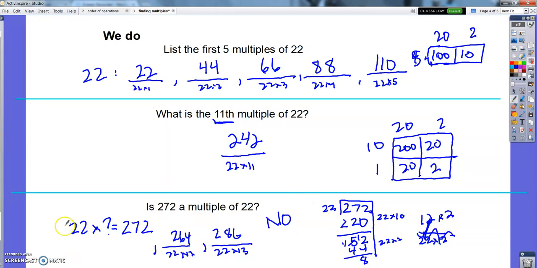I can't multiply 22 by anything and get 272, because 22 times 12 is too low, 22 times 13 is too high. So that's 3 common questions about multiples and kind of how they work.